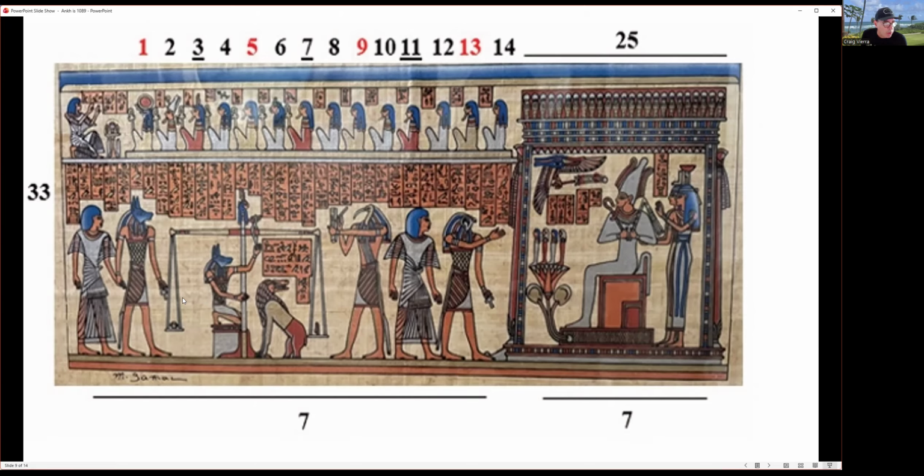So if we want to look here, there's 7 here. If you count the number of gods in here, and there's Ammit here ready to devour the heart if you're not coherent. And here's Thoth.